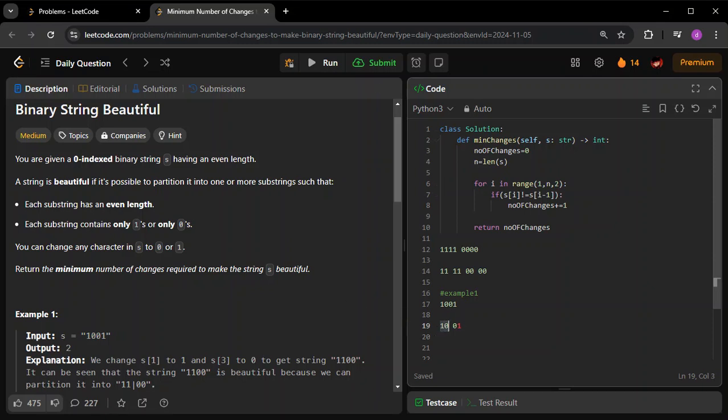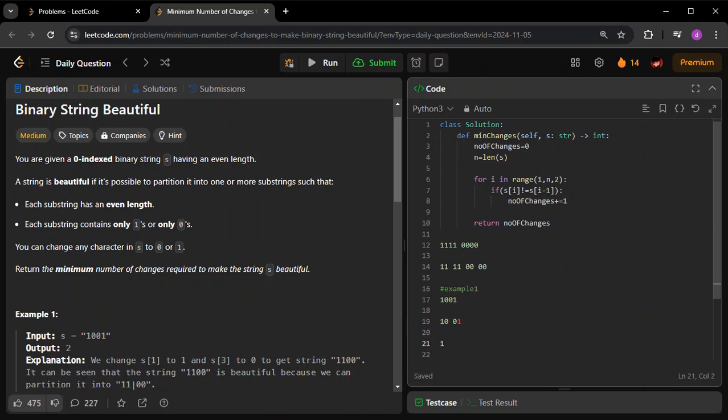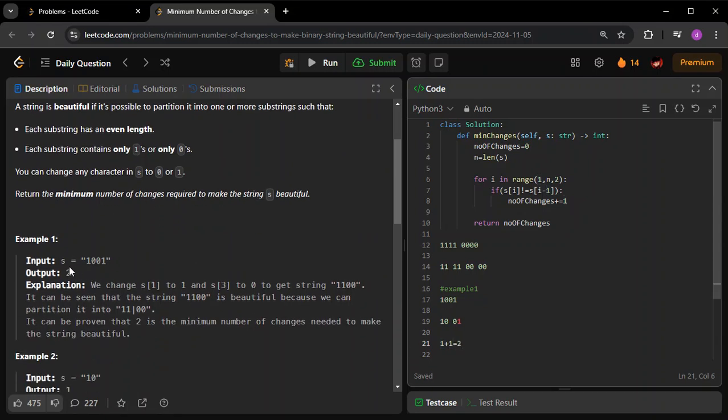So in the first substring, I have to do one change. Now talk about the second substring. Here also I need to do one change. So what is the total number of changes? You have to do two changes here. That is going to be the answer here. Remember, whether I change the 0 to 1 or 1 to 0 is up to us. That is not important here.